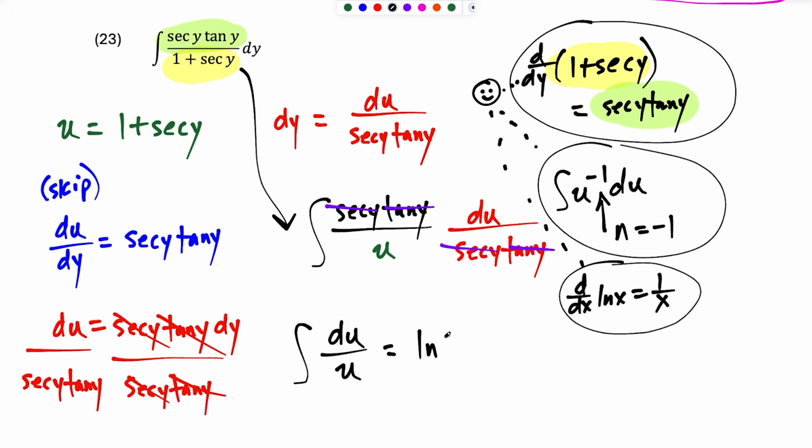The only catch is when we antiderive, we get natural log absolute value of u and then plus c. So then all I have to do here to close this out is say natural log absolute value of u is 1 plus secant y. I close the absolute value, throw on the plus c.